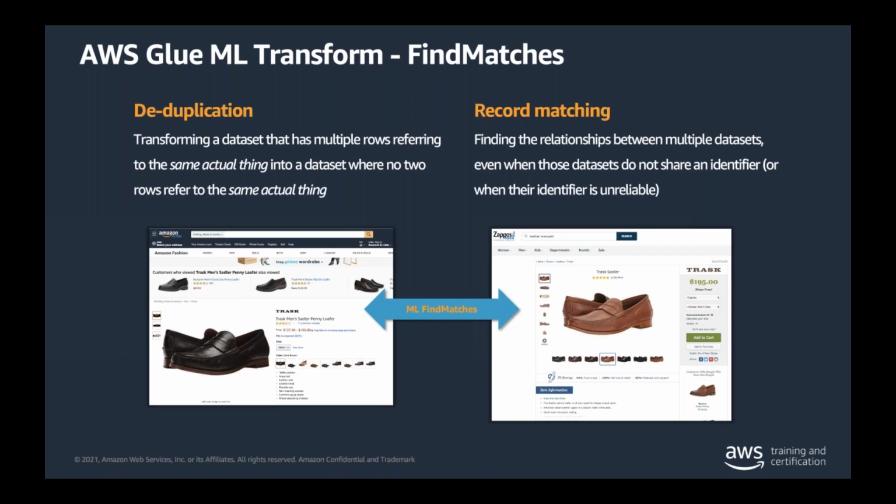So the bottom line here is that if a human being could look at your data, your database rows, and determine that they were a match, then there is a really good chance that this find matches transform can also help you to do the same.